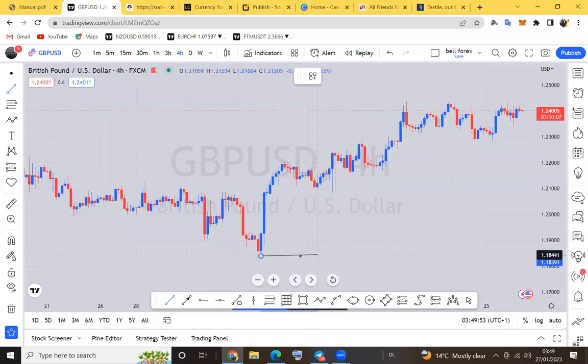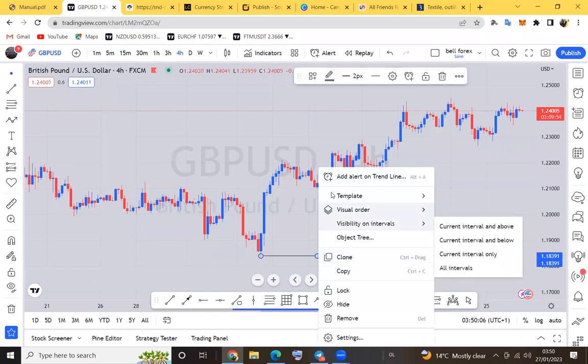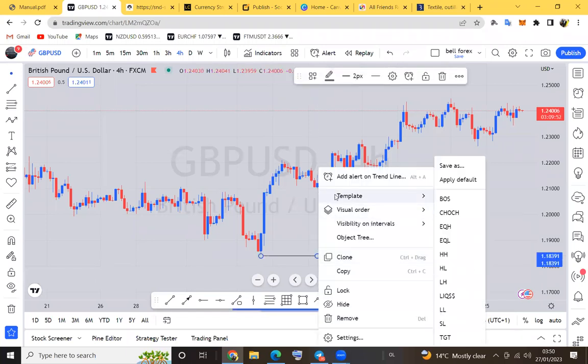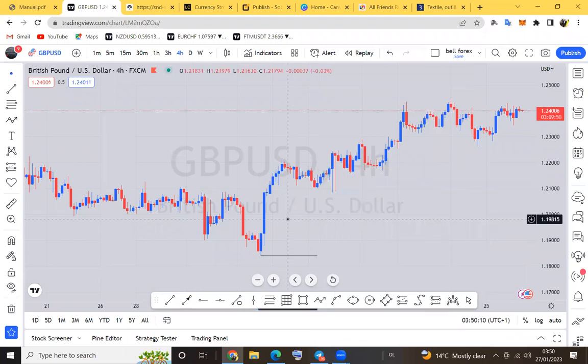You take a trend line to draw such a line. I draw, and I click Shift on my keyboard. Shift will make the line straight. Then I have created some templates. To create a template is very simple.